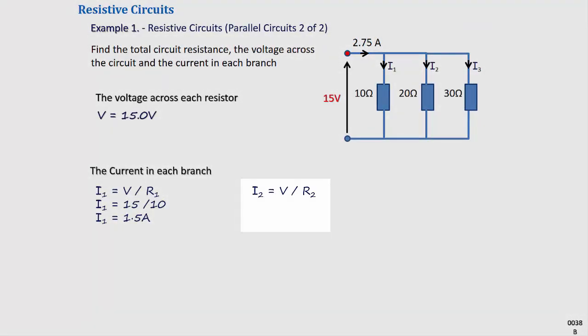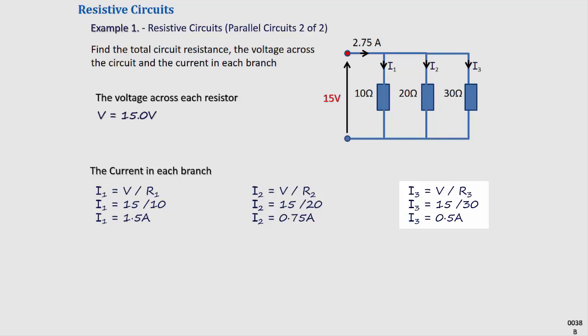I2 equals V divided by R2. Substituting the values, I2 equals 15 divided by 20, which equals 0.75 amperes. And I3 equals V divided by R3. Substituting the values, I3 equals 15 divided by 30, which equals 0.5 amperes.